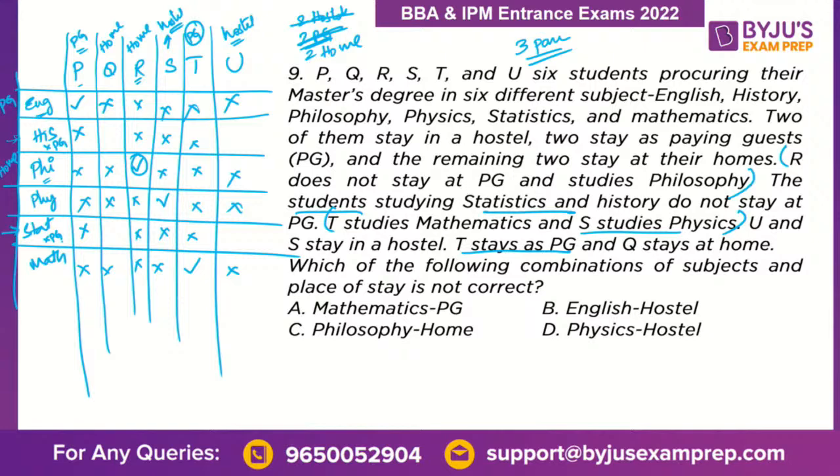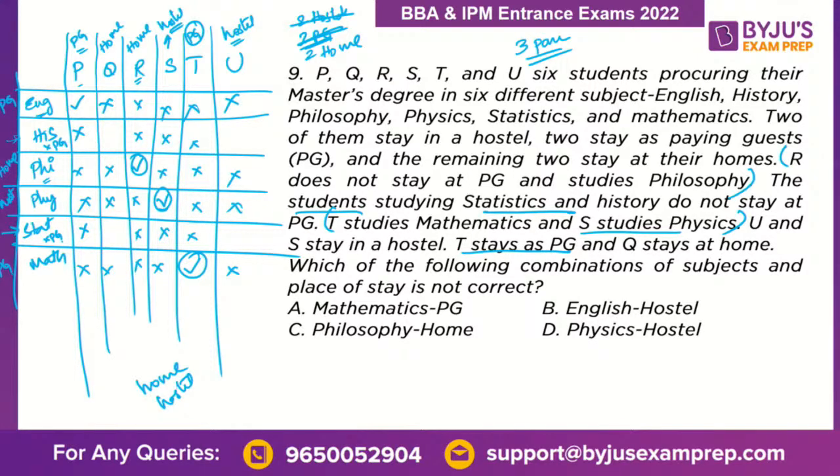Then what do I have? Sorry, philosophy, that is not physics. This philosophy, this tick mark is hostel. Okay. Then we have maths. Maths is PG, so this is PG. Okay. So then what else is left? The other thing left is we have a home left, and we have a hostel left. We have a home and we have a hostel left.